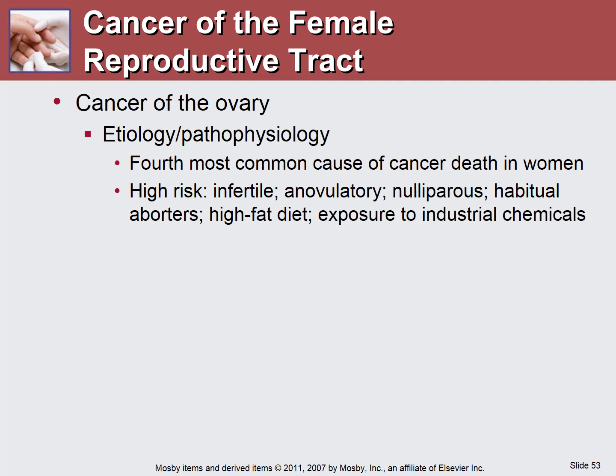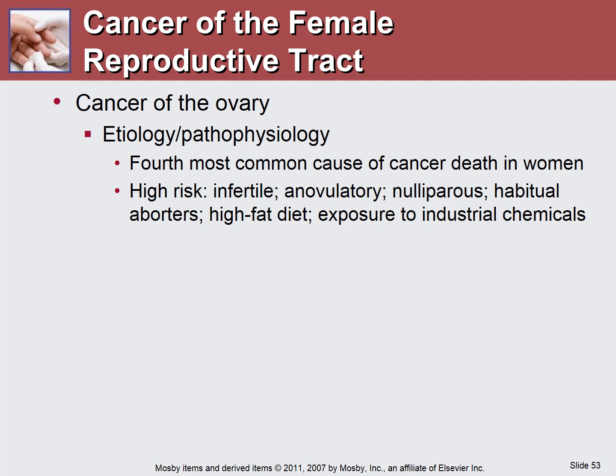Cancer of the ovary is the fourth most common cause of cancer death in women, and the reason is that a lot of times when you suspect that you have it, the cancer has already metastasized. Those at risk for ovarian cancer are individuals that are infertile, those who do not ovulate, nulliparous, habitual aborters, high-fat diet, and exposure to industrial chemicals. Having children and breastfeeding are positive things that lower your risk for ovarian cancer.